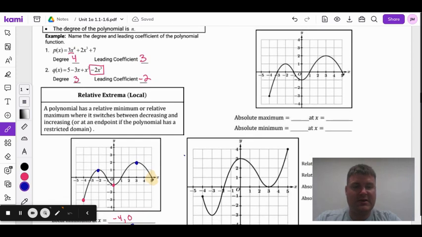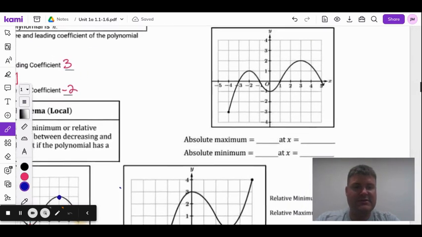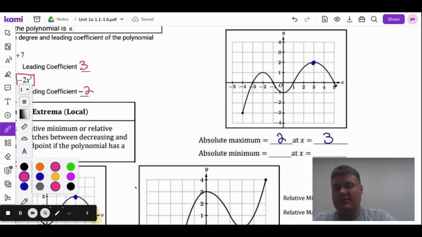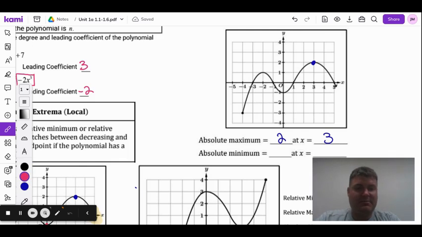Okay, so for this graph right here, I'll zoom in a little bit for us. The absolute max, the absolute highest point, is going to be in blue right here. Let's answer this question appropriately. The absolute maximum, that's the y value. The maximum is 2, located at x equals 3. Absolute minimum, that's the lowest.